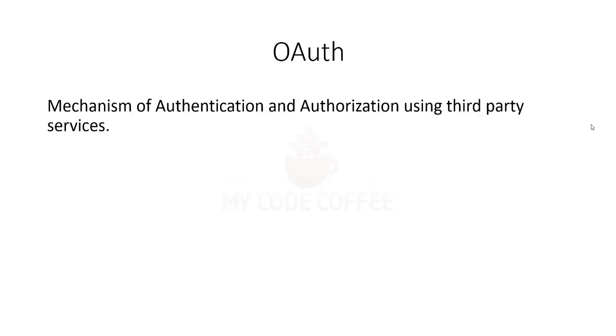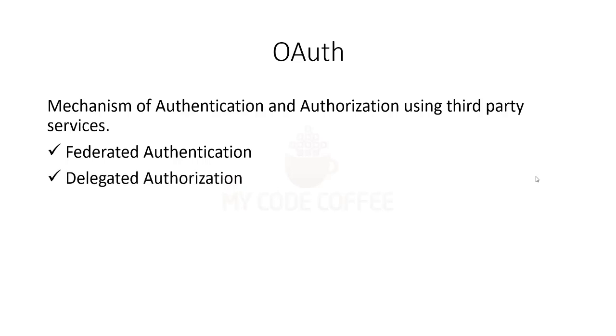In this chapter, we will understand what is OAuth. OAuth is a mechanism of authentication and authorization using third-party services. It is called federated authentication and delegated authorization. To understand this definition and to understand why it is called federated authentication and delegated authorization, let's take an example.